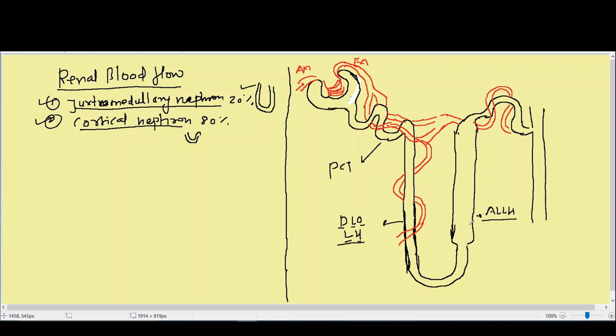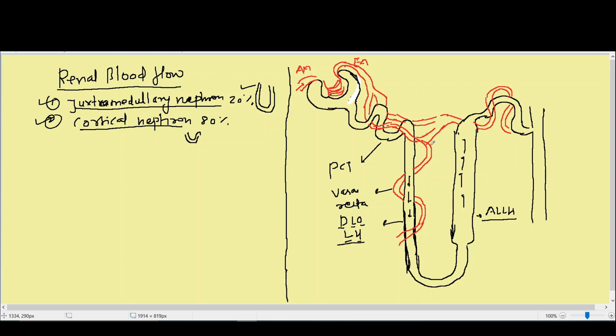It is basically given as a short form, ALLH and DLLH. And of course we have the vasa recta here, the capillaries which are surrounding the loop of Henle, and we can proportionally differentiate between the descending limb of loop of Henle, which is moving in the downward direction, and the ascending limb of loop of Henle, which is moving in the upward direction. Now which one do we call peritubular capillaries and which one the vasa recta?